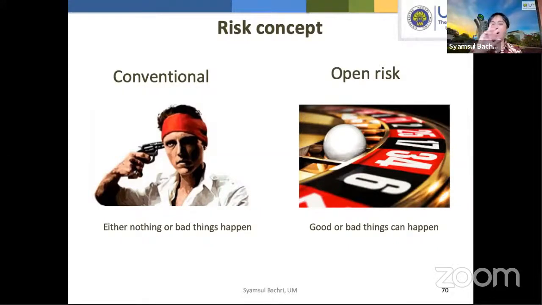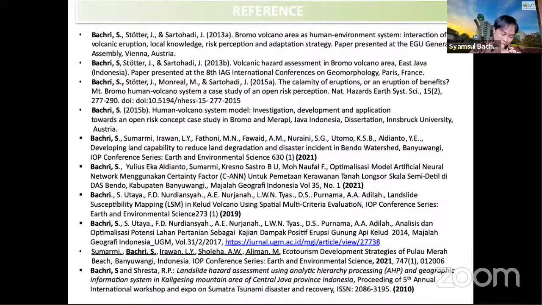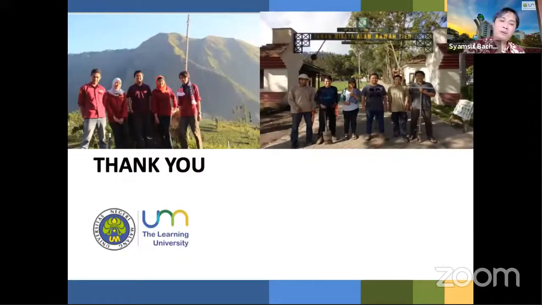This is how, in my research, I offer the open risk concept. So if you want to read all the materials, I already published all the papers, for example on the Bromo volcano area and human presence in Austria, and there are a lot of journals that I already produced from this research. Thank you very much.